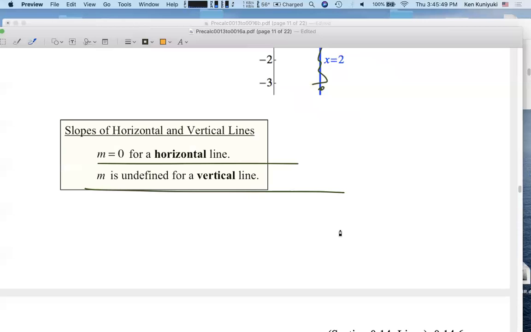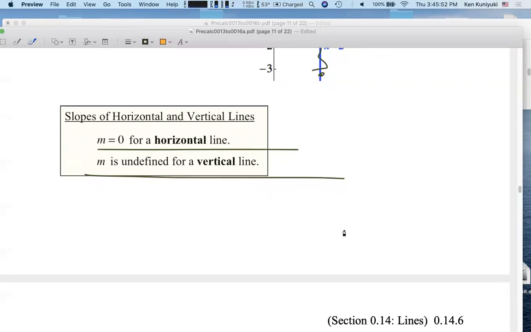Next up, what do we do about slanted or tilted lines? Next time.